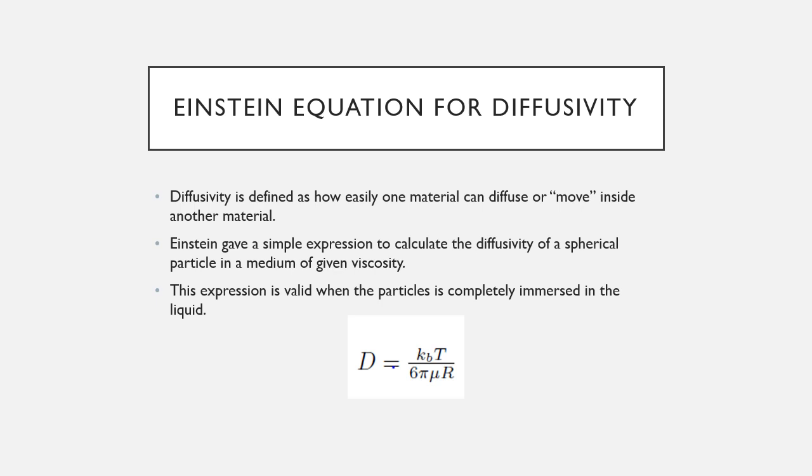So now I'll talk about Einstein's equation of diffusivity, which gives you the diffusion coefficient or diffusivity of any particle in a particular fluid. So D is the diffusivity, or how easily one material can move into another material or diffuses into another material. And it's given by the expression kBT, that's the random motion or the thermal motion, upon 6 pi mu r. Mu is the viscosity of the fluid and r is the size of the dust particle.